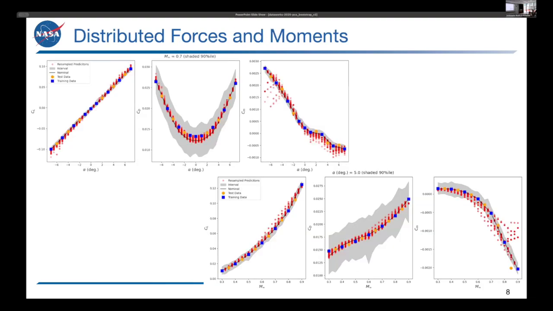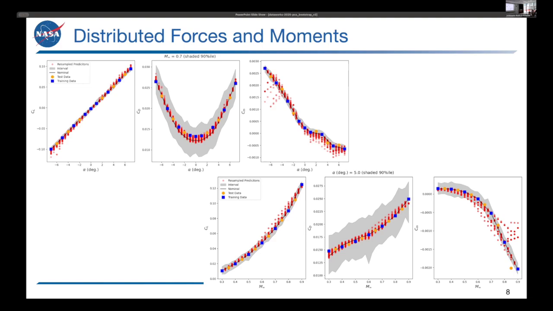This slide is just showing that we can take that exponential fit from the plot on the last slide, and use it to get force and moment predictions. This is lift, drag, and pitching moment, left to right. At the top, we have a constant Mach number with an alpha sweep, and on the bottom, we have a constant alpha with a Mach sweep. Our gray box is a 90% interval with the black line being a nominal prediction. We have test data in orange circles and training data in blue squares. The red dots are the different resample predictions.